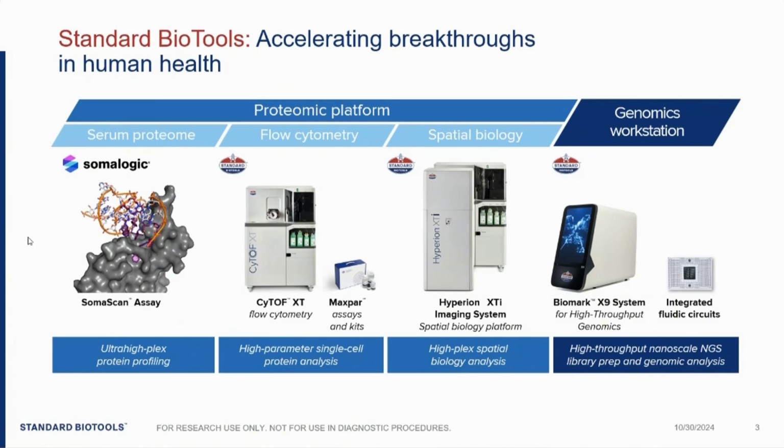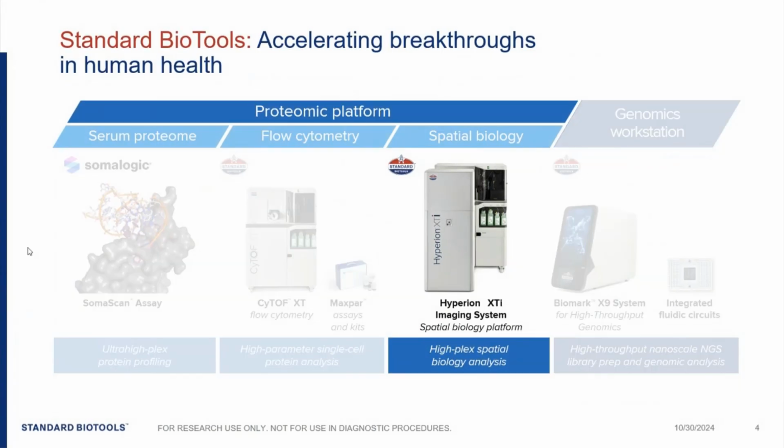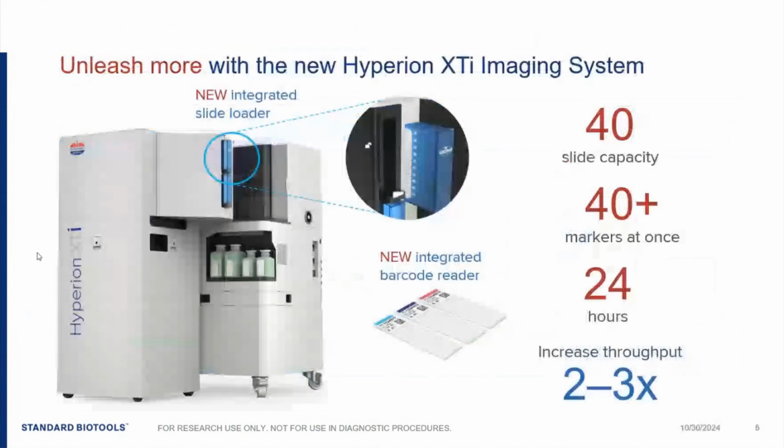But for today's presentation, it's all about spatial biology. And today we're going to be discussing the Hyperion XTi Imaging System. This is Standard BioTools' latest platform for studying spatial biology. So some specifications about this instrument. The Hyperion XTi Imaging System utilizes Imaging Mass Cytometry.